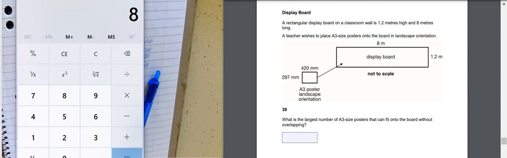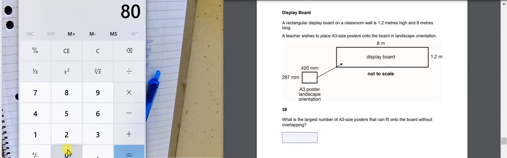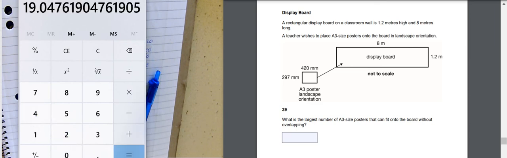So 8,000 divided by 420. Yeah, 19 and a bit, which is what I had over here. I've got remainder 20. 20 out of 420 is yeah, only a very small amount, hence the 0.04. But our whole number is what's important. 19 is our whole number, and then same now for 1200 divided by 297. Yeah, 4 and a little bit, very little bit.